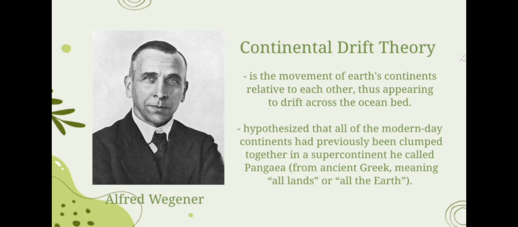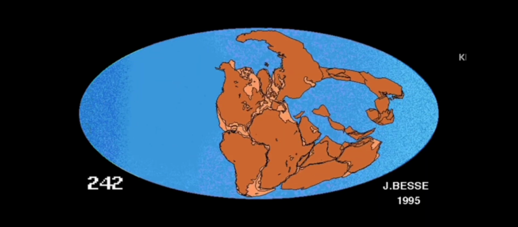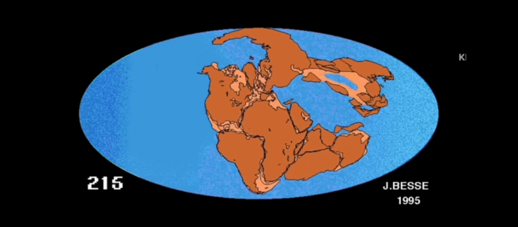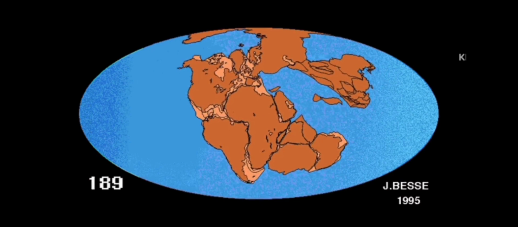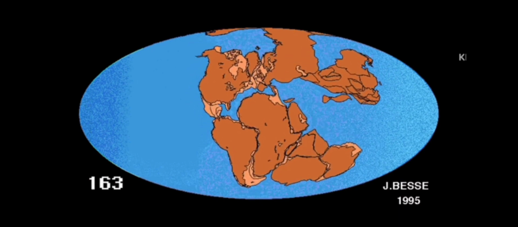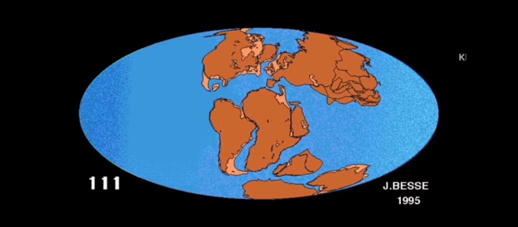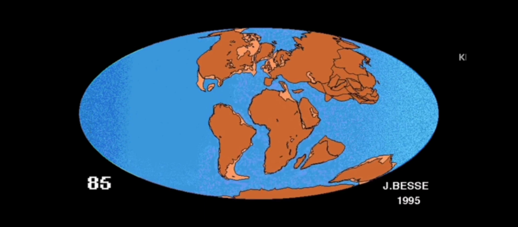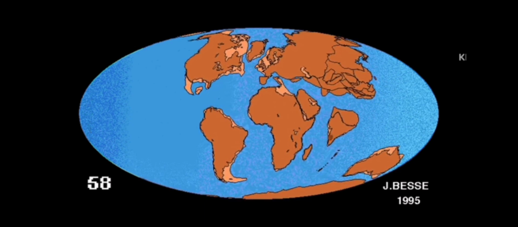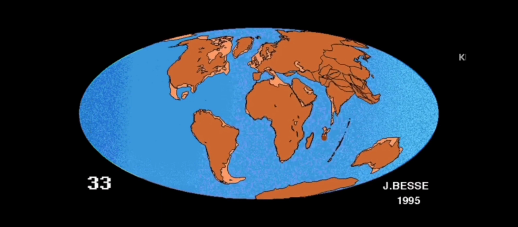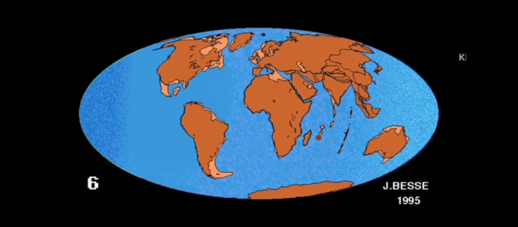Alfred Wegener hypothesized that all of the modern-day continents had previously been clumped together in a supercontinent he called Pangaea, from ancient Greek meaning all lands or all the earth. Pangaea existed about 240 million years ago. By about 200 million years ago, the supercontinent began breaking up. Over millions of years, Pangaea separated into pieces that moved away from one another. These pieces slowly assumed their positions as the continents we recognize today.